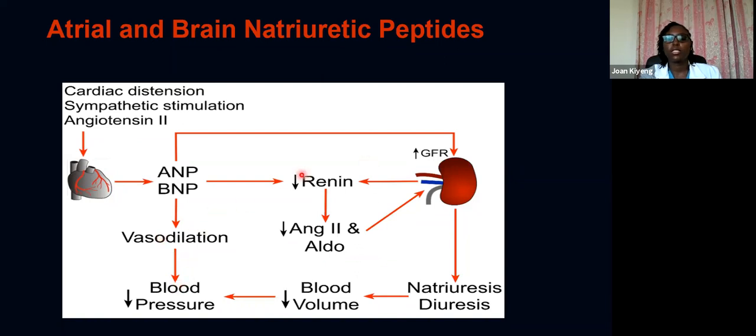And it causes a reduction in renin production, and then a reduction in angiotensin 2, and of course aldosterone, and then decreases blood volume. It also increases GFR and causes natriuresis. So these are good hormones in heart failure. Once these are produced, you can see it's reducing the blood pressure, counteracting the work of the RAS system.